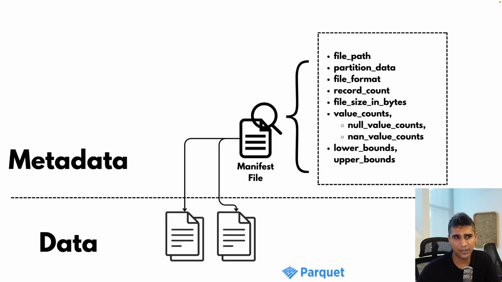It contains things like file path, partition data, format, count, size, value counts, lower bounds, and upper bounds for each column. So it stores all this extra metadata, which makes it easy to look through the data, query through the data, and perform efficient queries, joins and whatnot. So it really enables efficiency in terms of lookups. That's the way to look at a manifest file, right? Yeah, so that's how it looks.